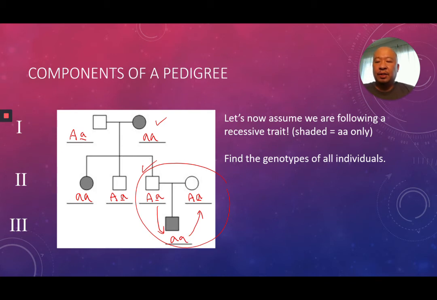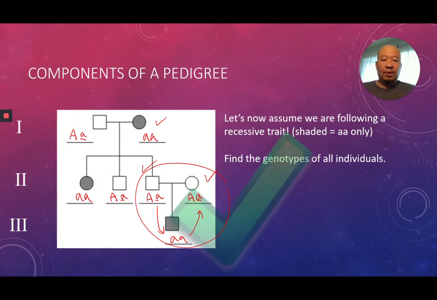So this one here works out. The previous one was impossible to have. Okay, given what the parents' genotypes were, it was impossible to have that child. But here, it's absolutely plausible. So if everything works out nicely, then we probably assume correctly now that we are following a recessive trait.